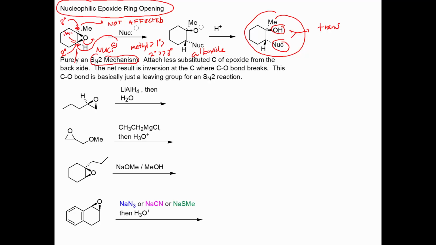Okay, so the nucleophilic or base-induced epoxide ring opening is purely an SN2 mechanism. We attach our nucleophile to the less substituted carbon of the epoxide, and it comes from the back side. The net result is inversion at the carbon where the C-O breaks and retention at the C-O bond where the nucleophile doesn't attack. Okay, so let's look at a series of nucleophilic epoxide ring openings.